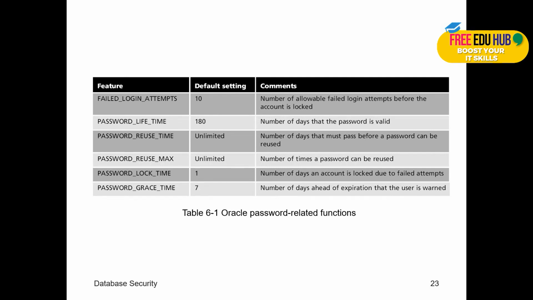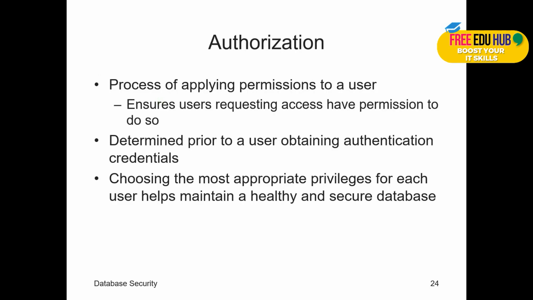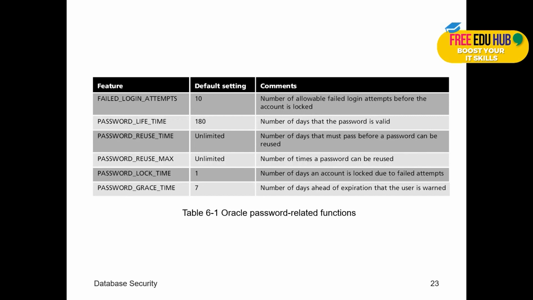The default setting is 10, the number of allowed failed login attempts before the account is locked. So if you are getting a message called failed login attempts, it means that someone trying to enter the password entered a wrong password 2 or 3 times and it has locked the account. Password lifetime is 180 days. So in 180 days that password is valid. After that, automatically it would expire.